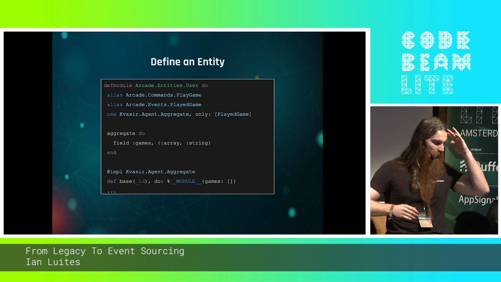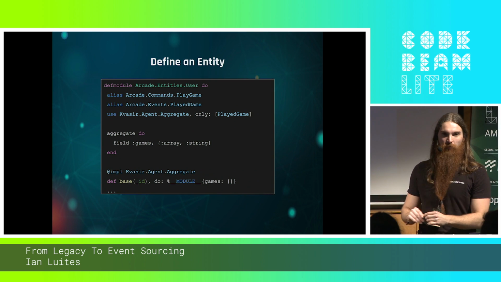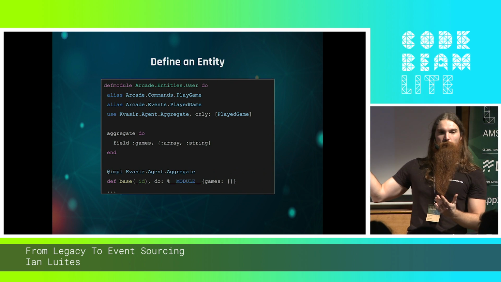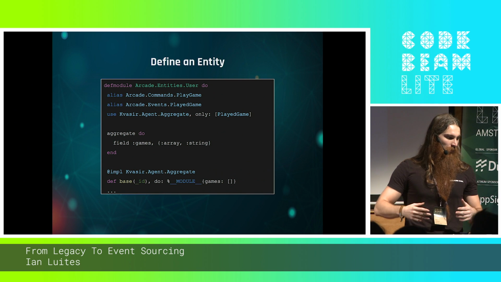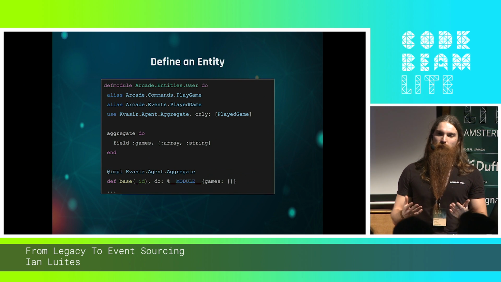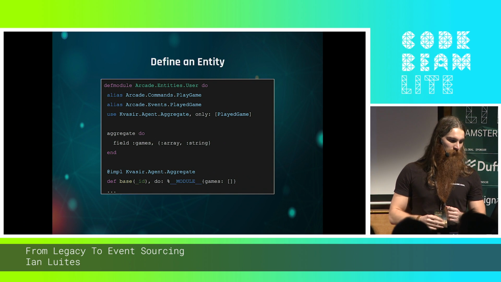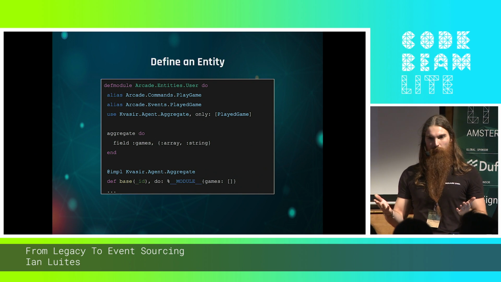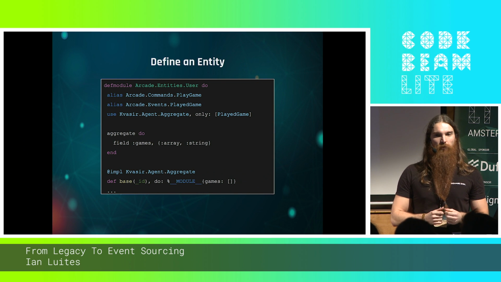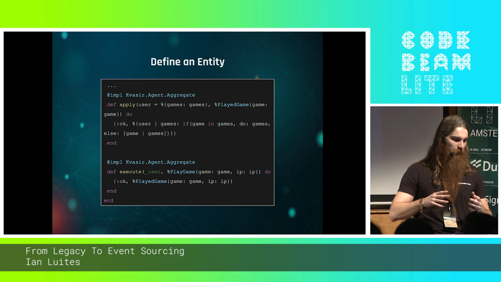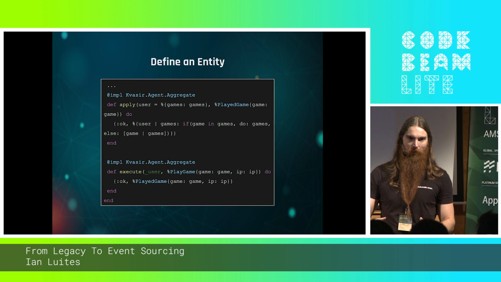The entity itself would then be defined by the structure of its state. In this case, since we're doing just the game plays, we would say, well, a user agent just has a field called games where it tracks its games. It's an array of strings. That's it. If we start a new user, we just give it an empty list. Done. Then we define the two other things, which is apply.